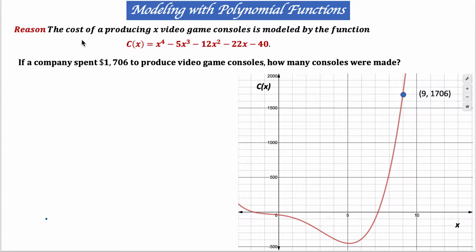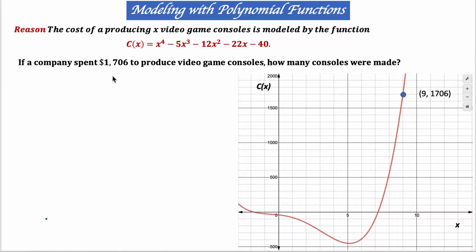Functions. The cost of producing x video game consoles is given by the function c of x equals x to the fourth minus 5x cubed minus 12x squared minus 22x minus 40. If the company spent $1,706 to produce video game consoles, how many consoles were made?